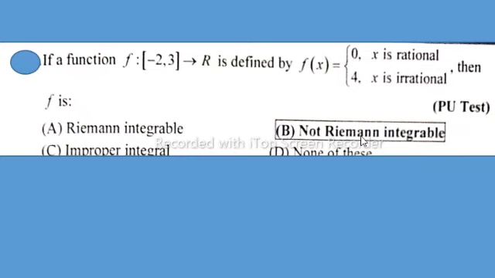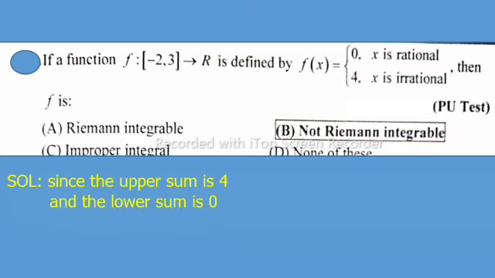In this lecture, I will solve past paper MCQs, Punjab University test, that is, if a function f is a function from [-2, 3] to R defined by f(x) equals 0 if x is rational, and 4 if x is irrational. Solution: since the upper sum is 4 and the lower sum is 0, it is not Riemann integrable. Option B is correct, which is the required solution.